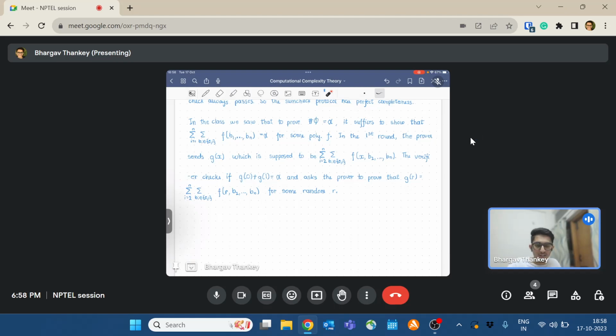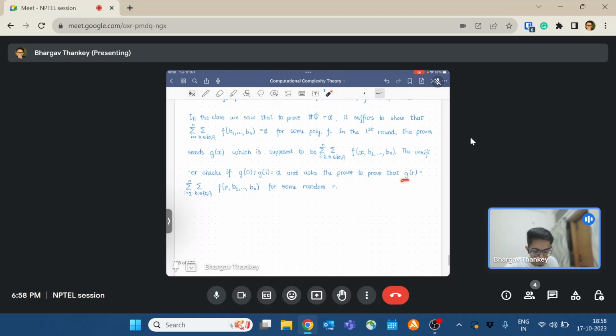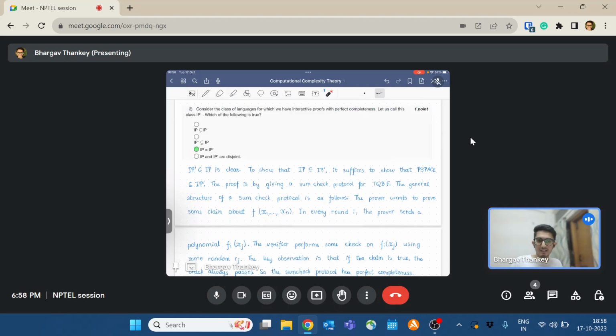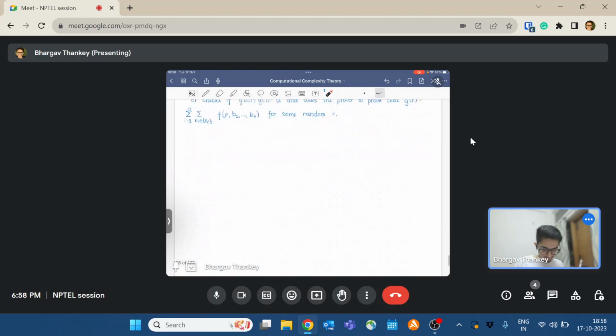This happens in every round. In every round, the prover always succeeds. So the completeness is one. Now, while the sum check protocol for TQBF is not exactly like this, it's very similar. And so what we saw over here also holds over there. So even that sum check protocol has completeness one. And yeah, so IP and IP prime are exactly the same. Is this fine? Yes, if this is fine, then let's look at the next problem.